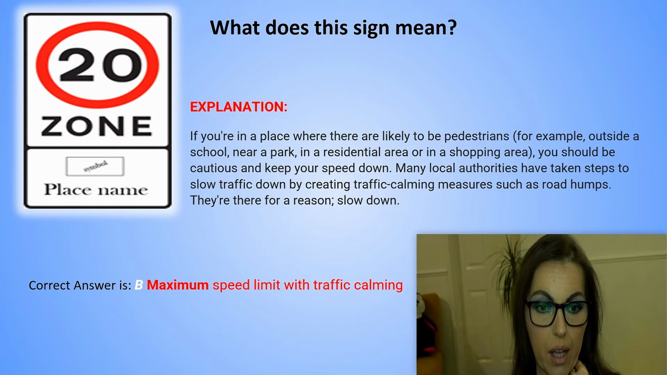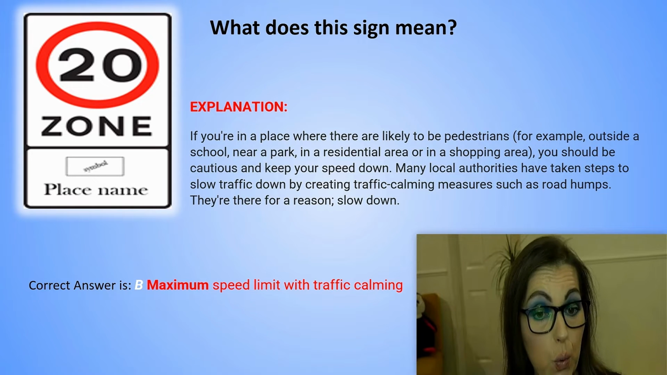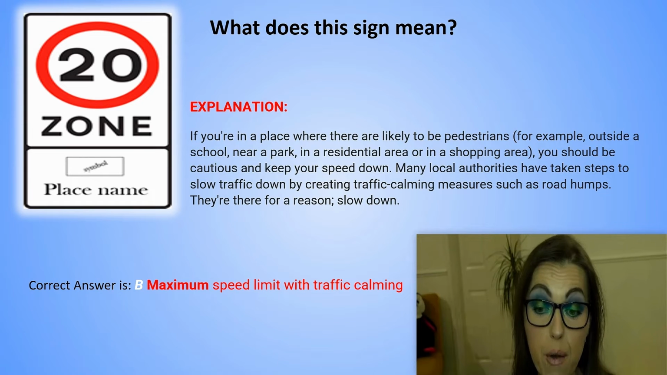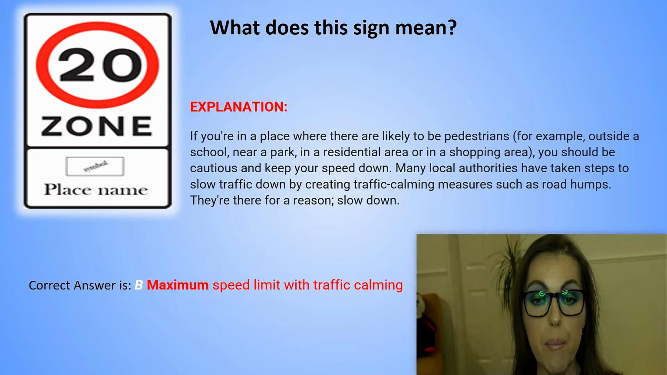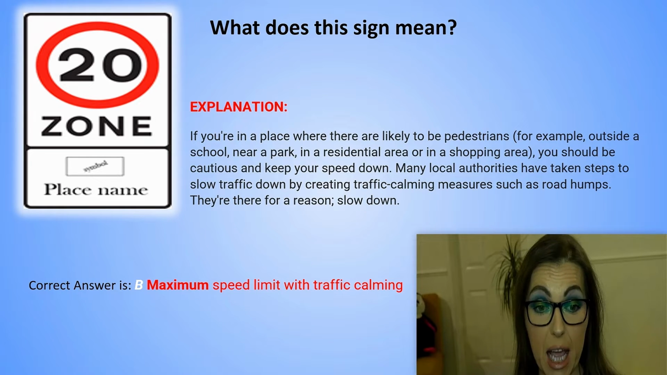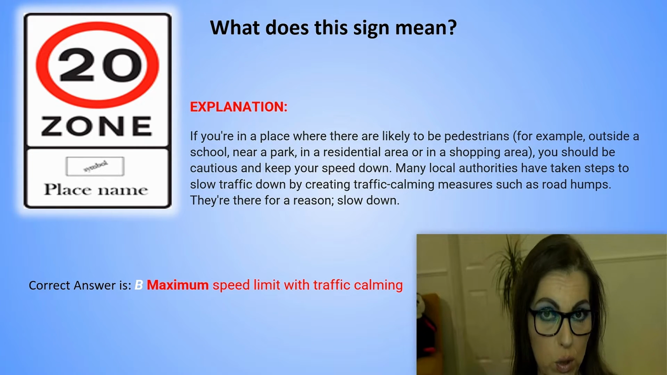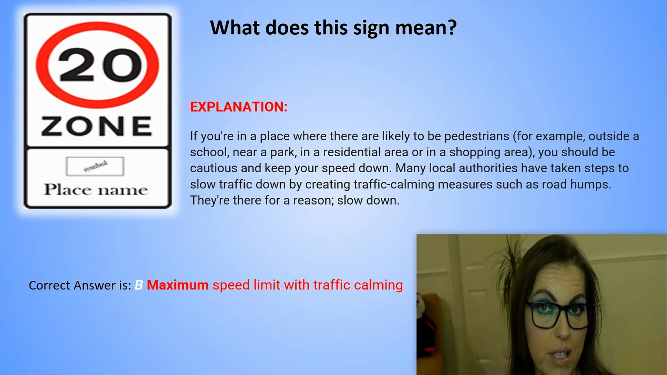Explanation. If you are in a place where there are likely to be pedestrians, for example, outside a school, near a park, in a residential area, or in a shopping area, you should be cautious and keep your speed down. Many local authorities have taken steps to slow traffic down by creating traffic calming measures such as road humps. They are there for a reason. Slow down.